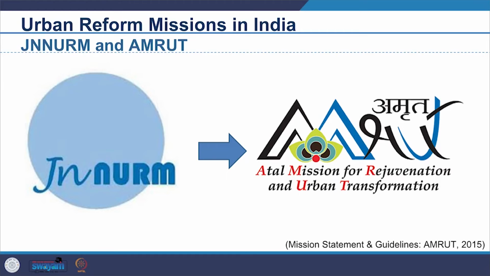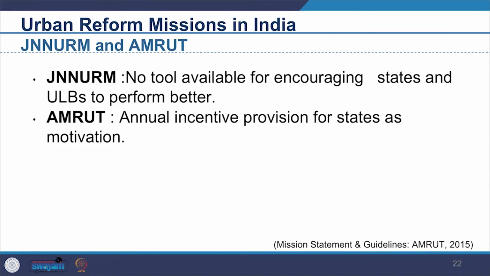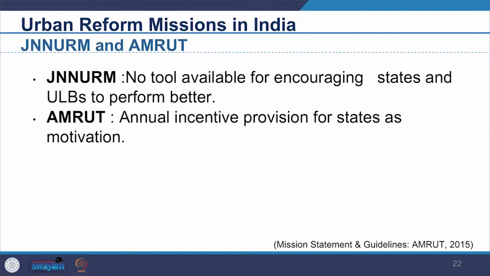The functional differences between JNNURM and AMRUT we see because of the experience and learning which we had from JNNURM. In JNNURM, it was found that there was no tool available for the state and ULBs to encourage better performance. So, most of the ULBs had no incentive actually. The projects were imposed on them and they had no incentive to perform better. So, it was a burden for them. Whereas in AMRUT, there is now an annual incentive provision for states as motivation.